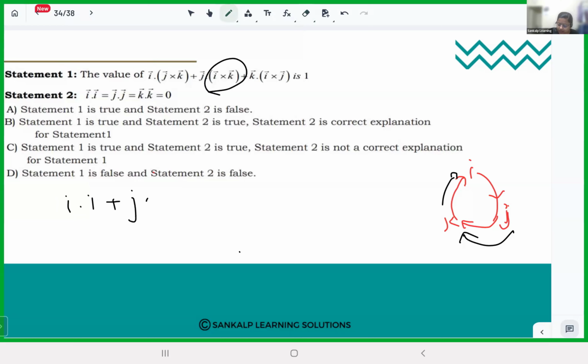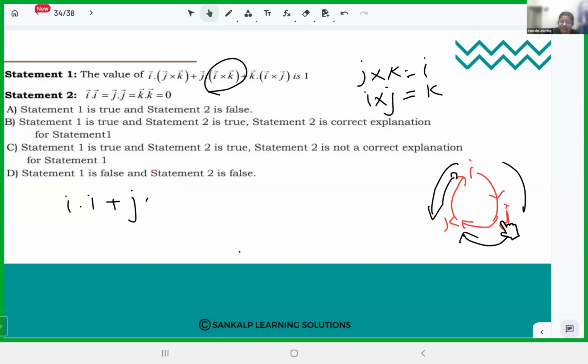What is i cross k? So i cross k is in the reverse direction. We know j cross k is i. Similarly, what is i cross j? I cross j is k. It's easy actually here. You can see that i cross j is k. Then j cross k will be i. Then k cross i will be j.